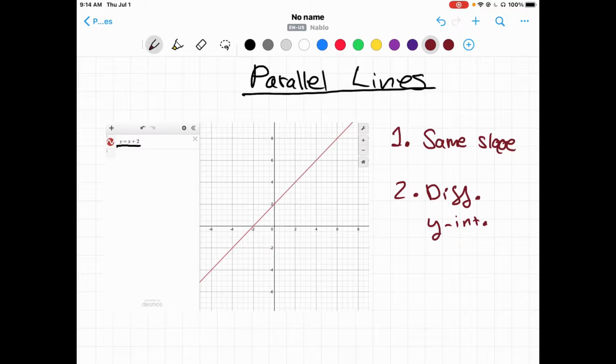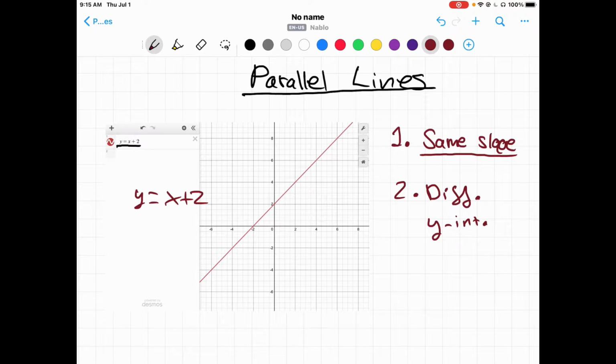You might be wondering why we need a different y-intercept, and the reason is that parallel lines never intersect. So let's say we had y equals x plus 2, for example, the same one. These lines would be on top of each other, and that means they're intersecting, and therefore they wouldn't be parallel lines. And they have to have the same slope so that they never intersect.